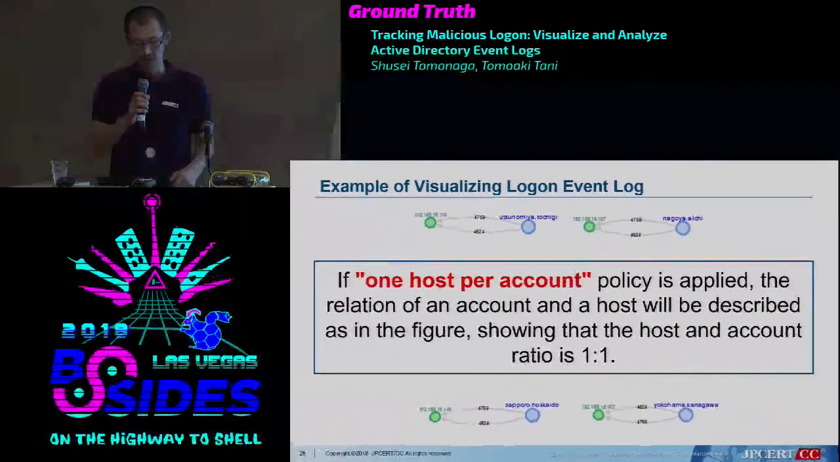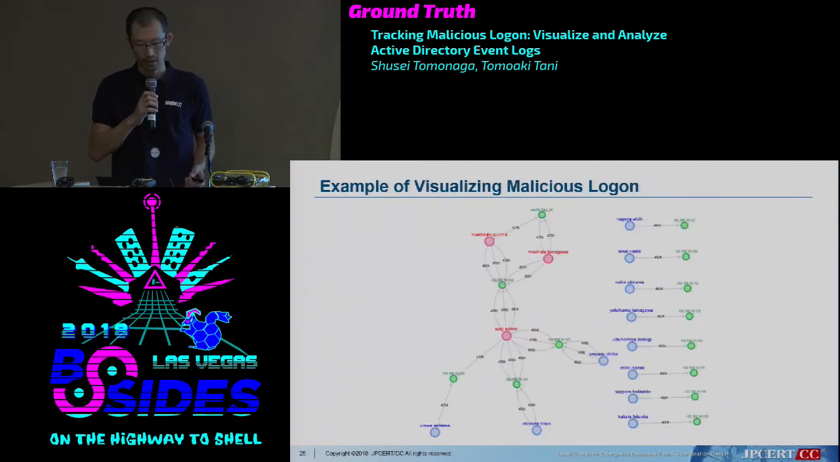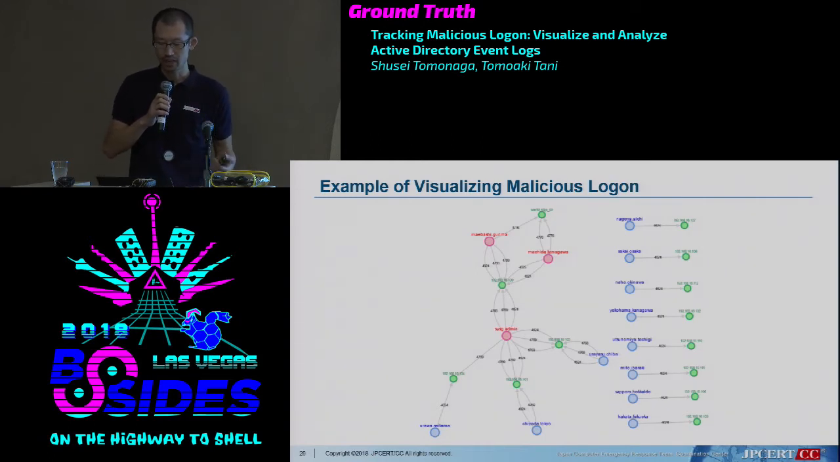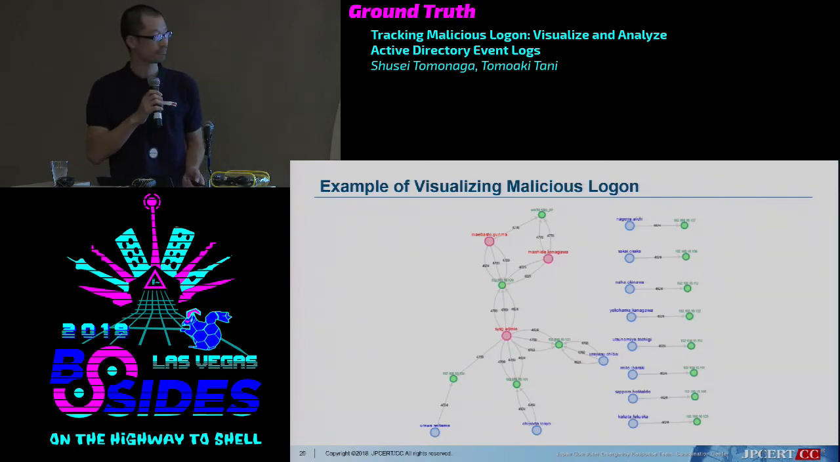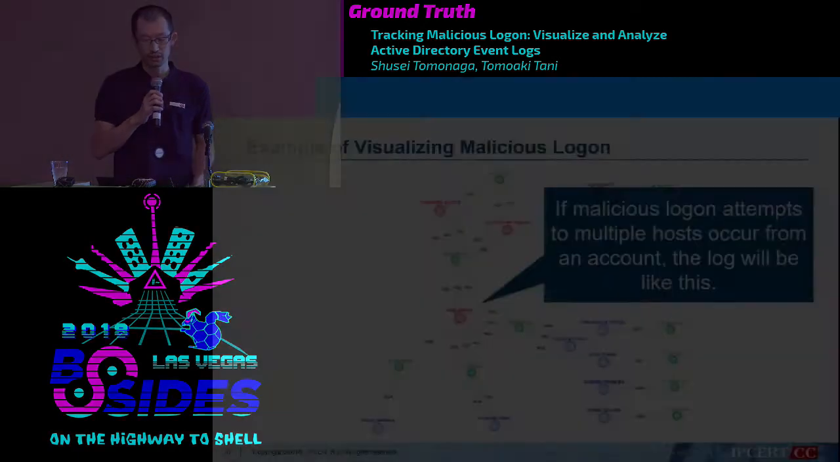The host and account ratio is 1:1. This is an example of malicious logon. We can easily find out that many hosts are logged on to using lateral movement. If malicious logon attempts to multiple hosts from an account, the log will be like this.